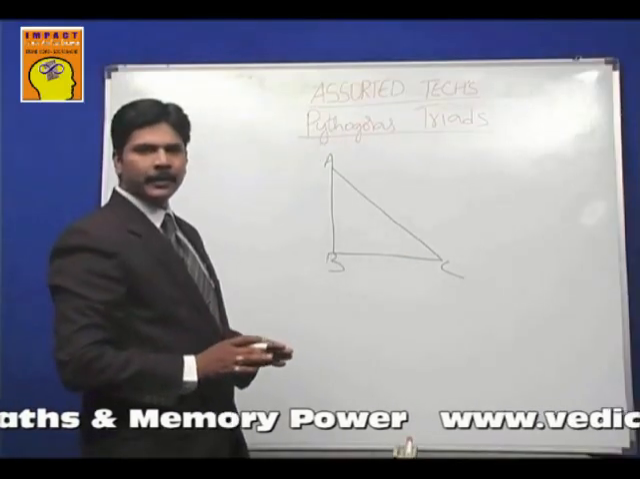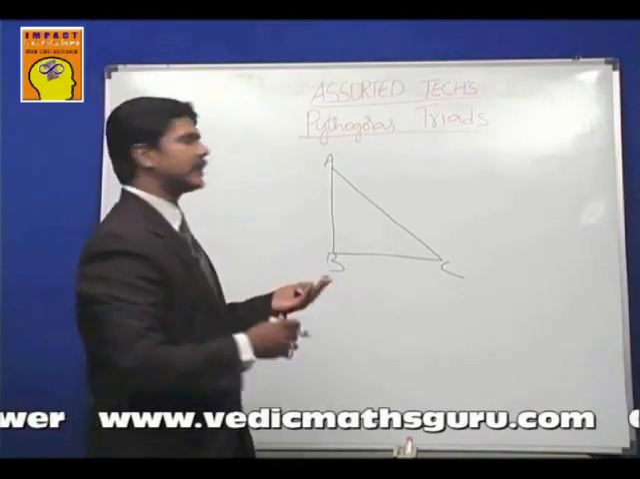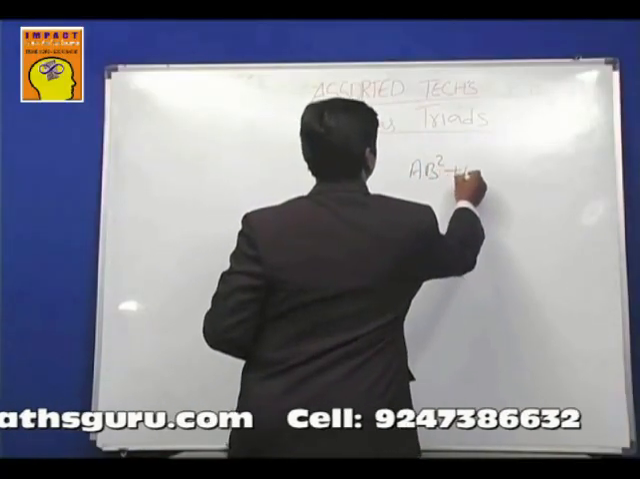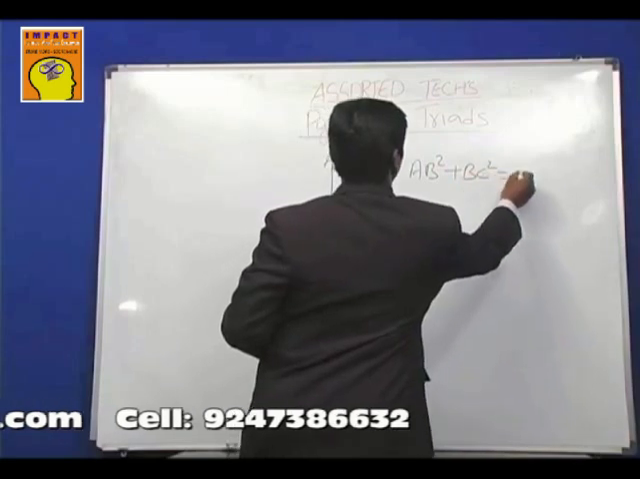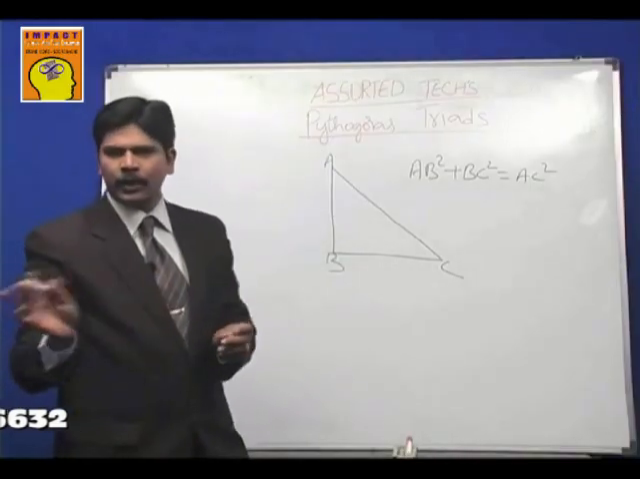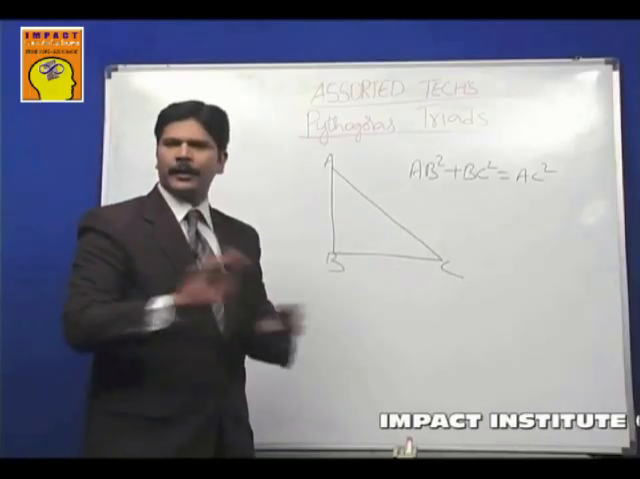Then they teach us the Pythagoras theorem like an equation. They say AB square plus BC square is equal to AC square. Now that is the Pythagoras theorem. So that's what we learned in our school days: AB square plus BC square is equal to AC square, and that's it.